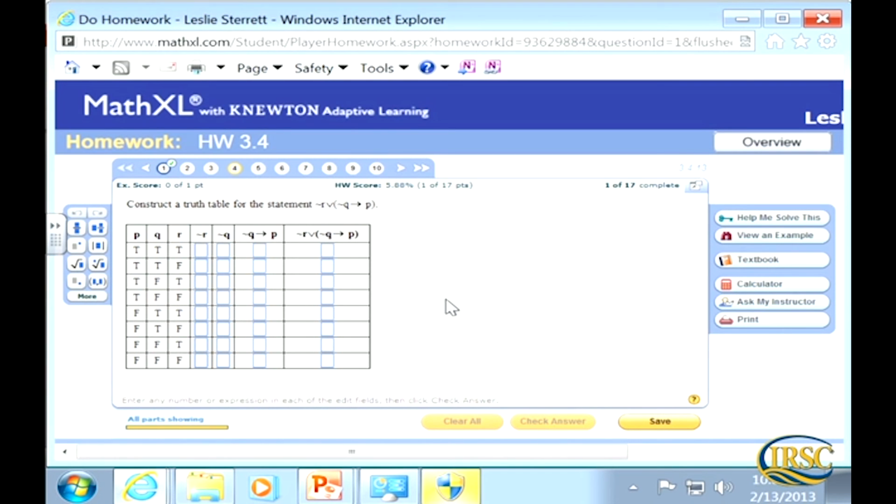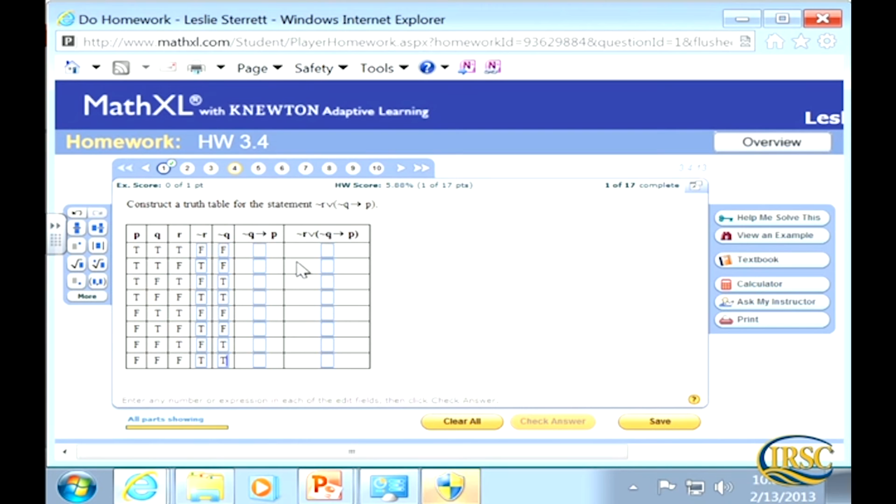All right, so not R, I need the opposite of R. So that means I've got false, true, false, true, false, true, false, true. Not Q. Opposite of Q. So false, false, true, true, false, false, true, true. Everybody with me on the not R and the not Q?